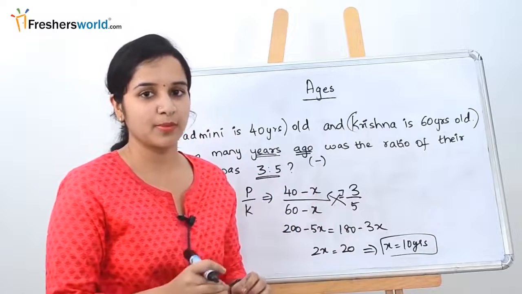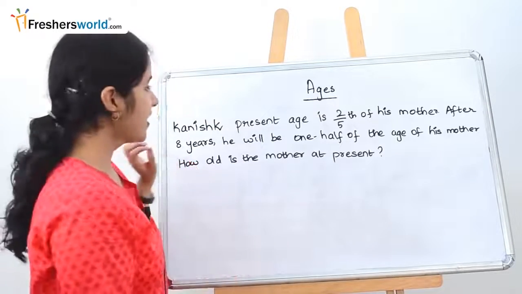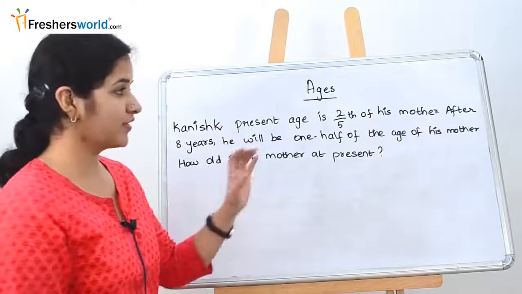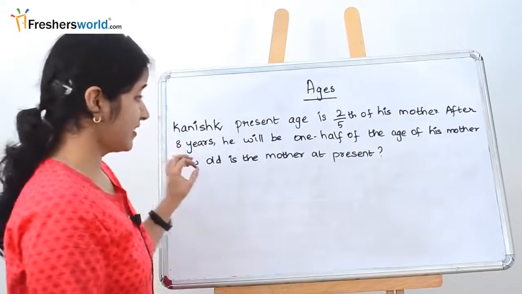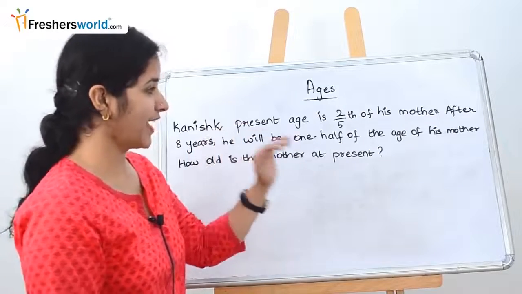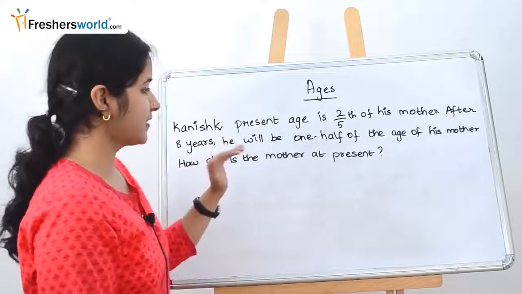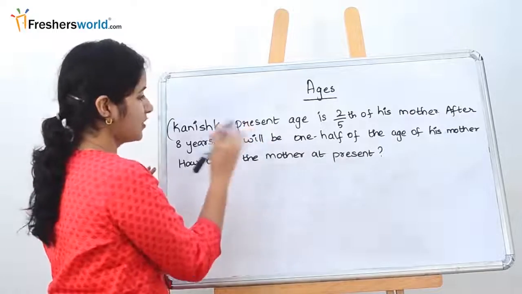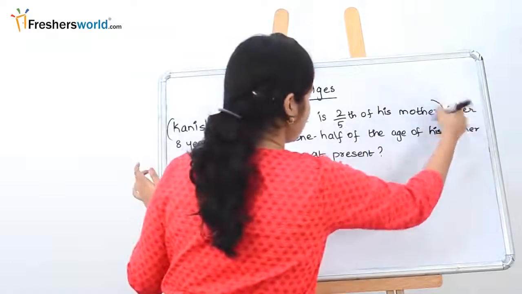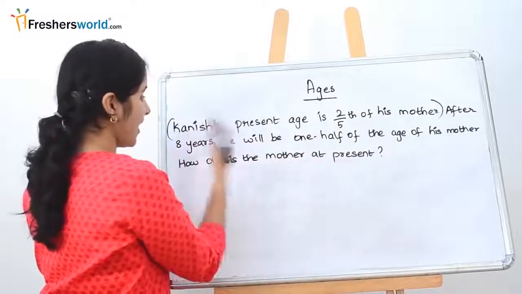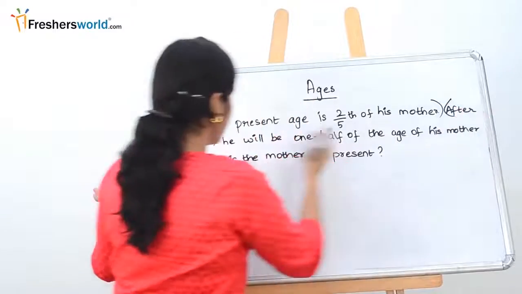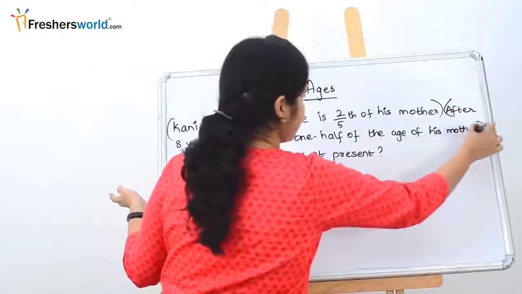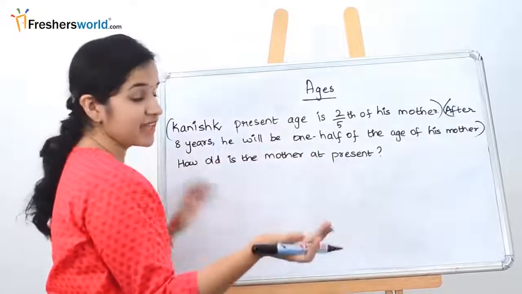Let's solve another problem. The second question they have given is, Kanishk's present age is 2/5 of his mother's. After 8 years, he will be 1/2 of the age of his mother. How old is the mother at present? As usual, just segregate the question. The first part talks about Kanishk's present age being 2/5 of his mother's. The second part talks about after 8 years, 1/2 of the age of his mother. And they are asking for the mother's age at present.